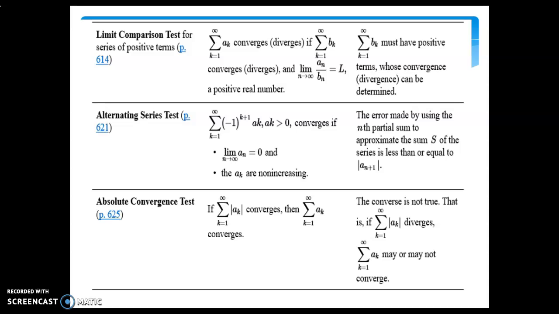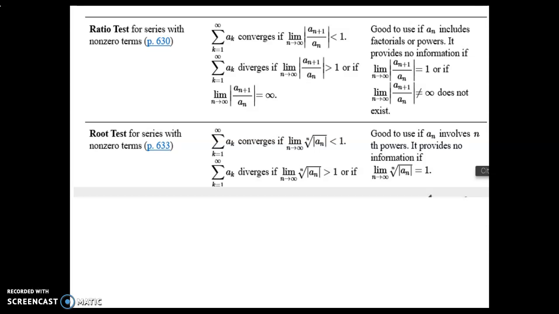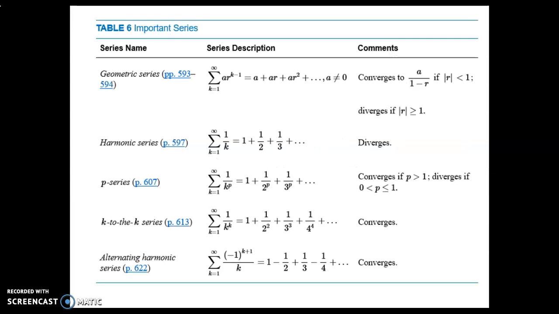So in the limit comparison test, we divide a sub n always by b sub n. Okay, alternating series. In the alternating series test, we use the limit to find whether the terms go to 0 or not. If they go to 0, then we know that the series converges. There is the so-called absolute convergence test. If the absolute value of the terms of the alternating series converges, that means the series also converges. And the root test and the ratio test.